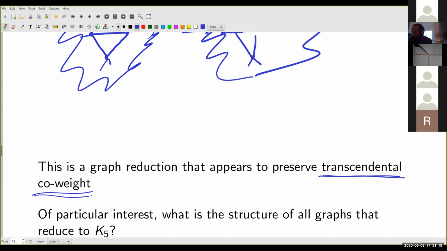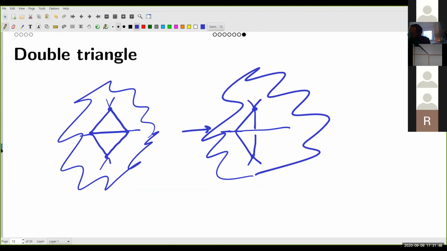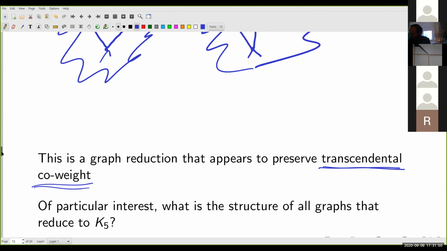What do I mean by the co-weight? Well, as you would expect, the numbers, of course, get more complicated as the graph gets bigger, right? You all know that. So by the co-weight, I just mean the difference between the maximum transcendental weight given the loop order of the graph and the actual transcendental weight of the number that you're looking at. And this graph reduction preserves that co-weight. Notice it doesn't preserve the size of the graph, right? The graph has gotten smaller. The number of loops has gone down by 1, but this co-weight is preserved.